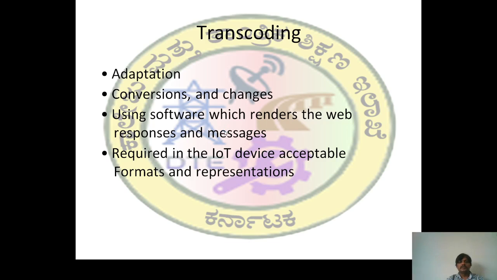First is transcoding. Transcoding means data adaptation, conversion and change of protocol, format or code using software. The gateway renders the web response and the messages in formats and representations required and acceptable at an IoT device. Similarly, the IoT device requests are adapted, converted and changed into required formats acceptable at the server by the transcoding software.